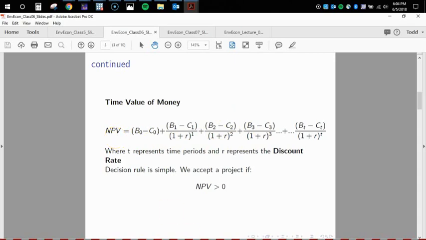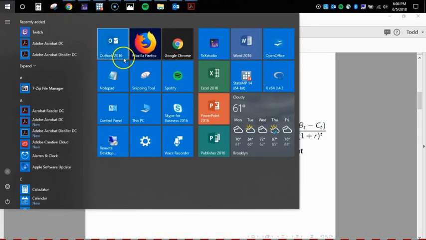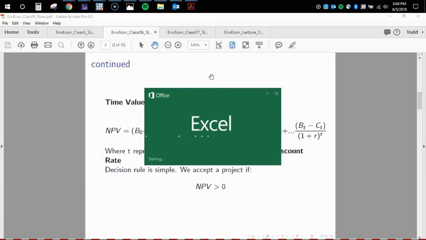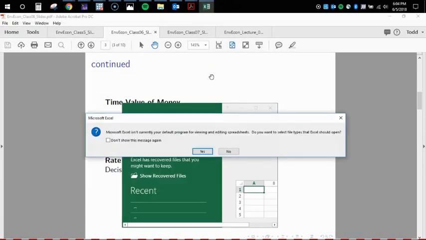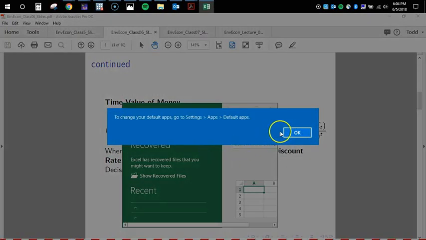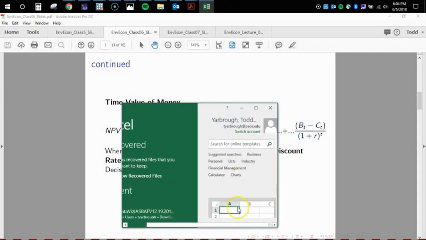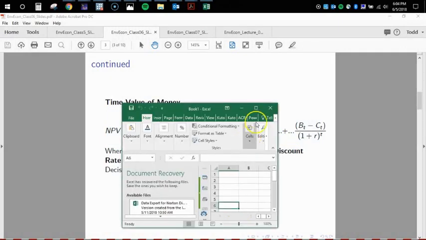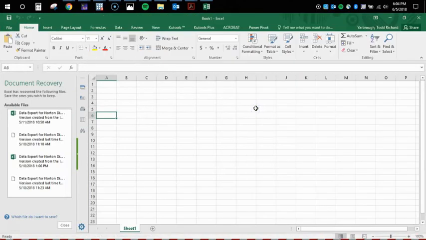So let's bring up an Excel spreadsheet here. It always asks me that. I always say yes, and then every time it tells me that I have to go change it somewhere else, and so I never do.